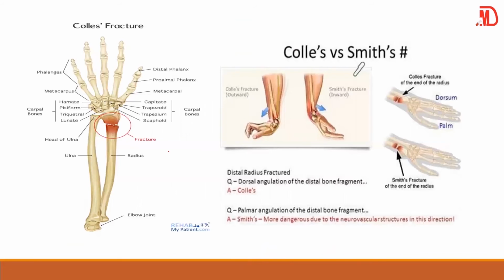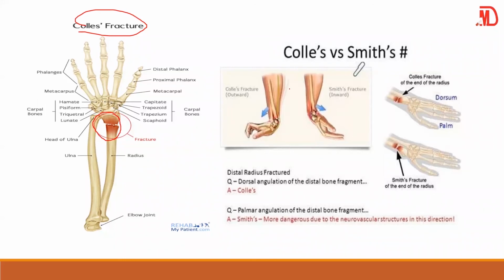Okay, so this is what I wanted to show you. This is what a Colles fracture looks like. Now look at it. This is your ulna, your radius. When you fall on the dorsal aspect of your hand, this part can break. You can see it's broken. That is a fracture, and this is the Colles fracture.